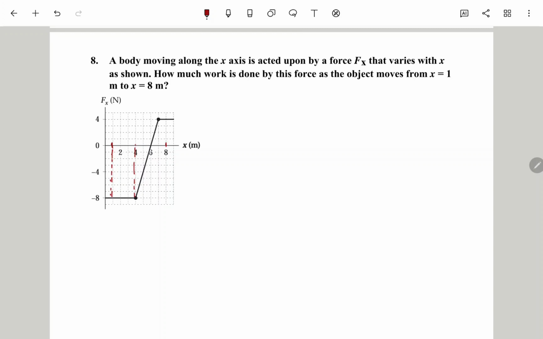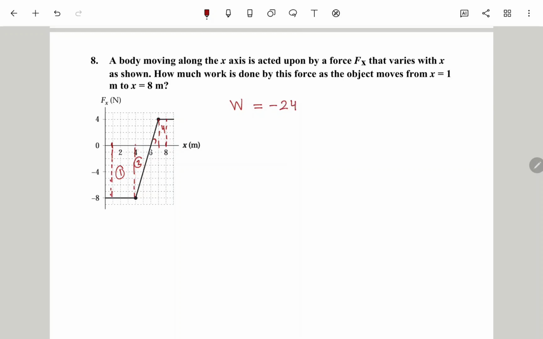Now, for the area, you can chop it into pieces. Let's name them 1, 2, 3, and 4. Work is equal to the area beneath the curve. Piece 1 is a rectangle, and the area of a rectangle is the width times the length. The width is 3, 1, 2, 3, and the length is minus 8, so it's equal to minus 24.